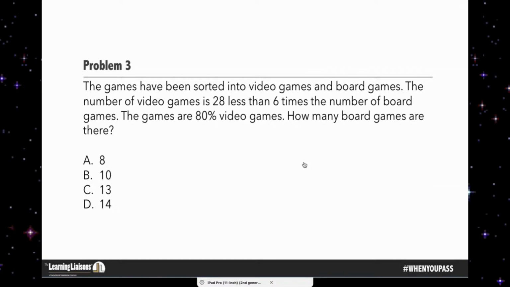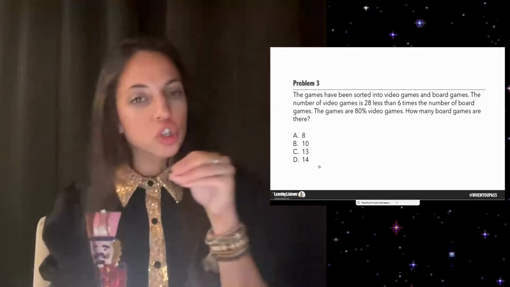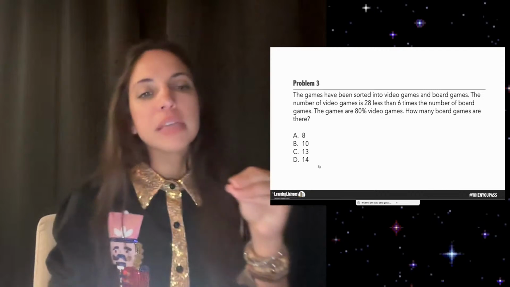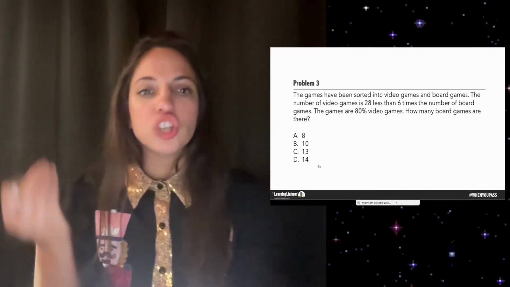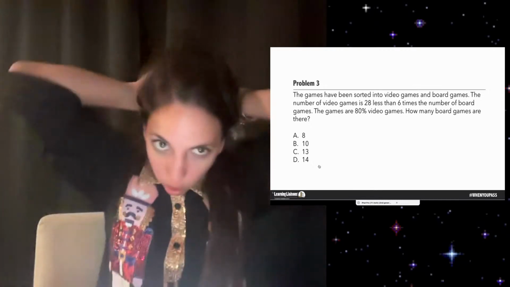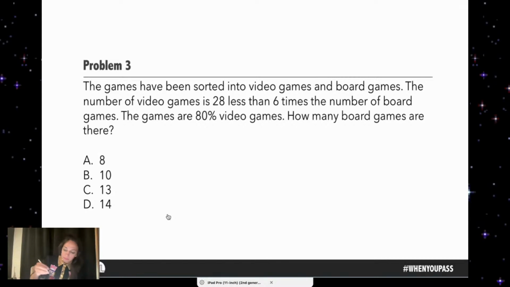So when we are looking at a problem like this, I always like to say answer choices are your friend. Sometimes we can solve it algebraically and it's super easy. Sometimes just using our answer choices is going to be more helpful than solving it algebraically. So let's go ahead and explore that a little bit. So we have video games and board games. The number of video games is 28 less than 6 times the number of board games. The games are 80% video games. How many board games are there?